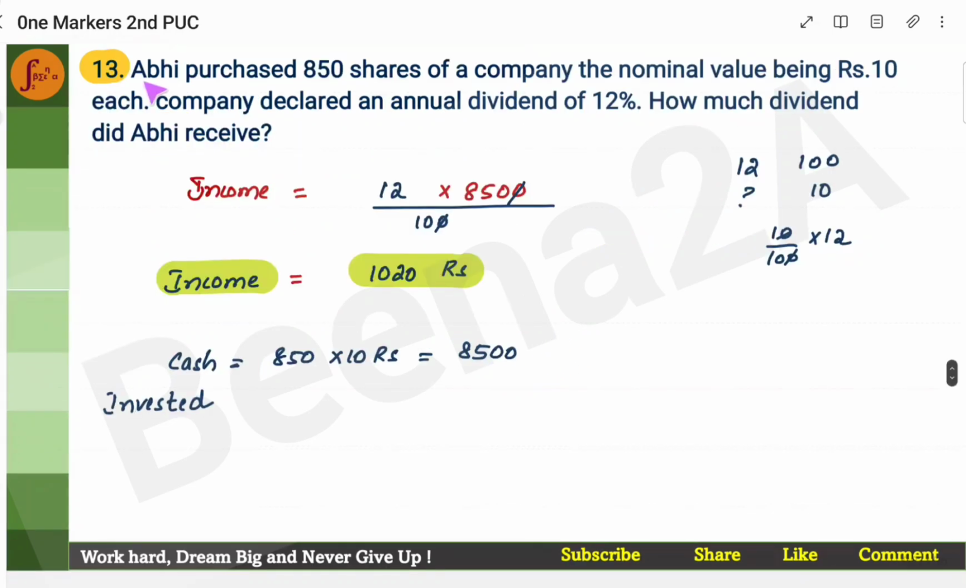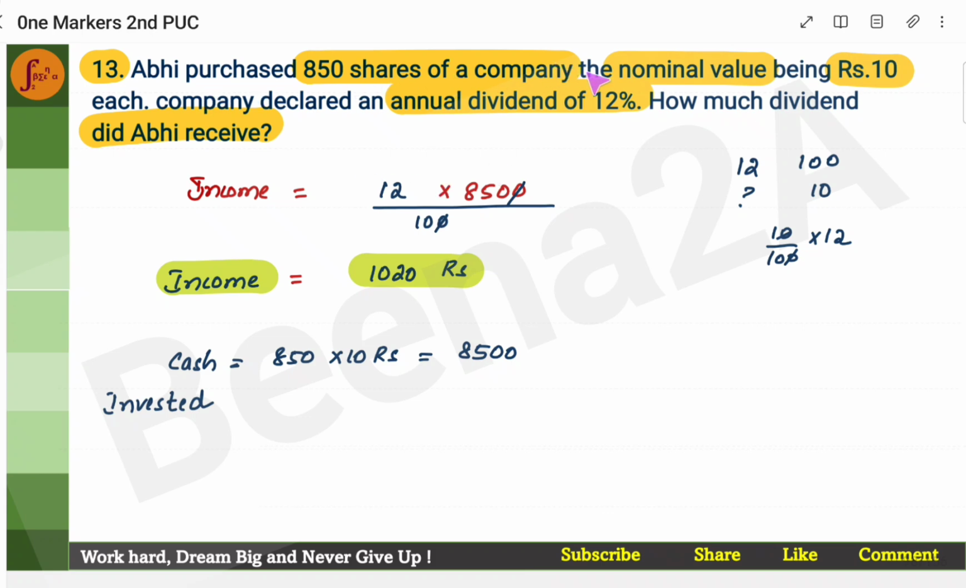Yet another problem. Abhi purchased 850 shares of a company. The nominal value or face value is 10 rupees. Company declared an annual dividend of 12%. How much dividend did Abhi receive? Now this is not a one marker question, but it's better you understand the concept, right?